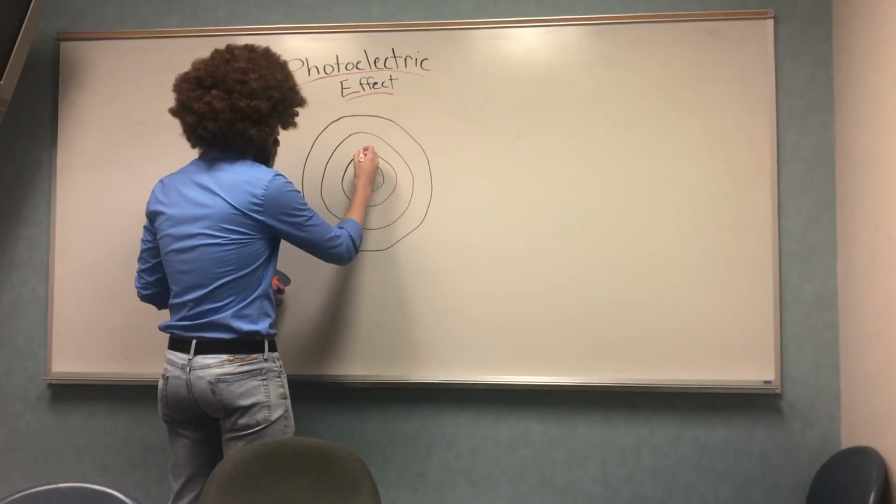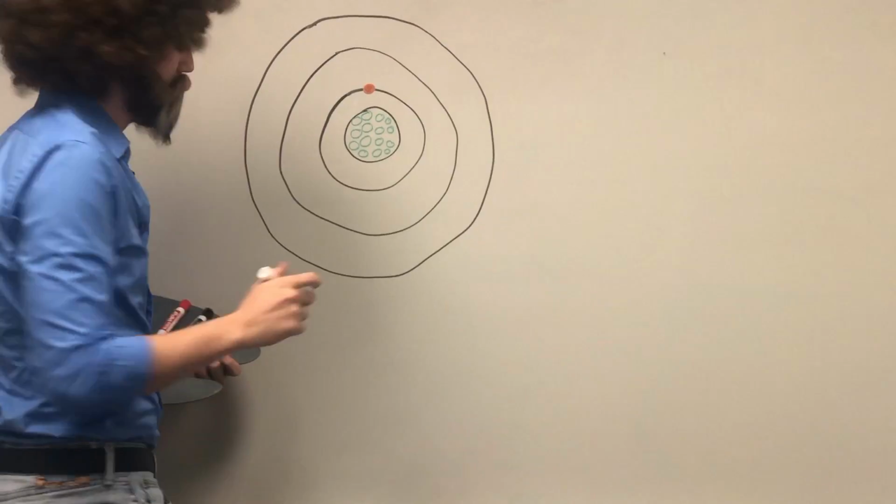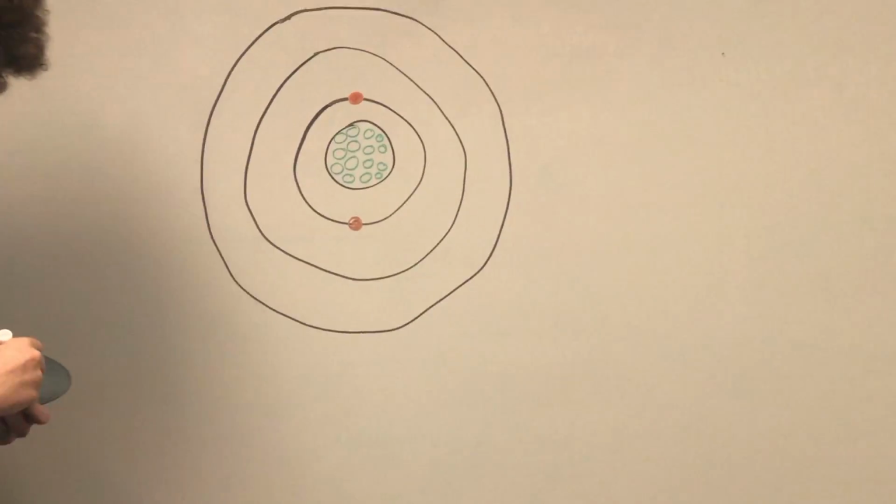So in the inner shell, you've got yourself a little electron here, but they've got to have a little friend right there. So we're going to put another one right here. Okay, all right, that looks good.